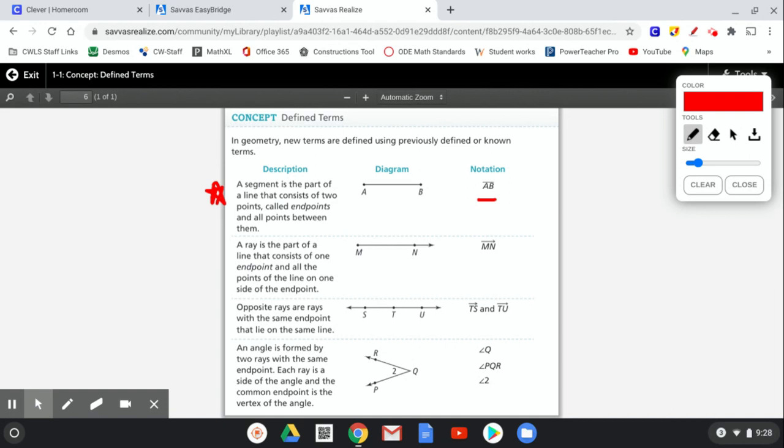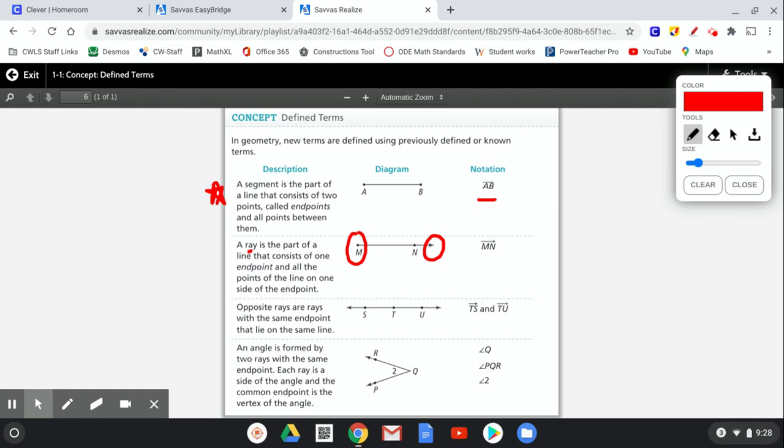A ray, just a different kind of concept, all right? So if we're talking about a ray, it extends in one direction, all right? So it has this arrow. Anytime you see that arrow, it means it's going into infinity, okay? It's never going to stop, all right? But you also see M over here. It has an endpoint, and so that means it starts at M and goes through N all the way to infinity, okay? And then we also have opposite rays down here.